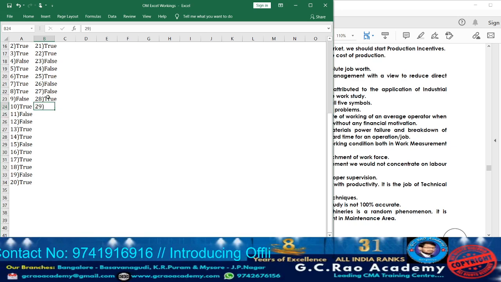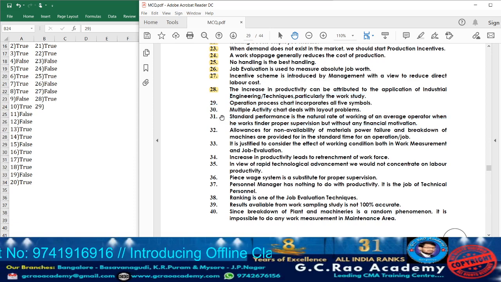Now let us move on to statement 29. What they're telling: operation process chart incorporates all 5 symbols. See what they're telling, operation process chart incorporates all 5 symbols.